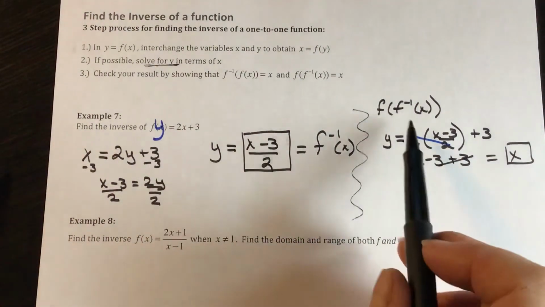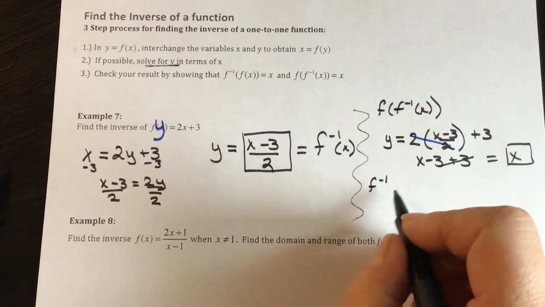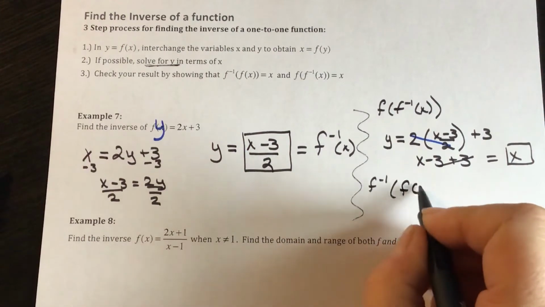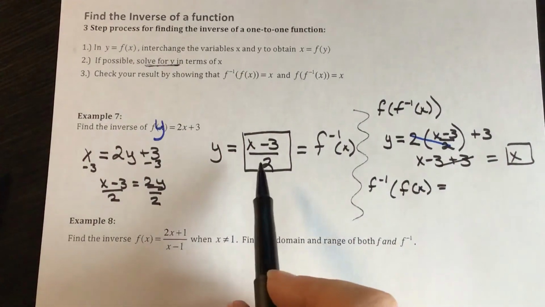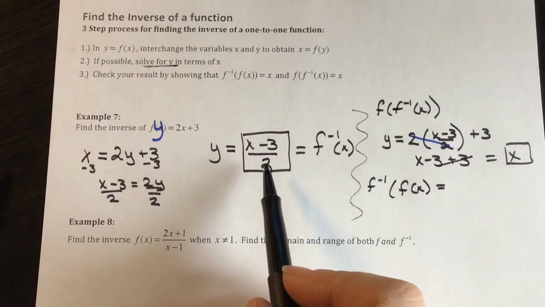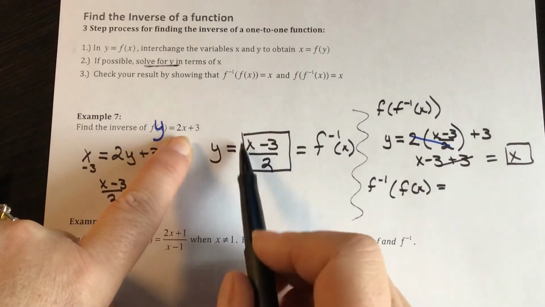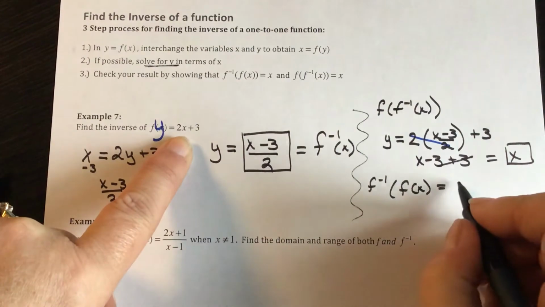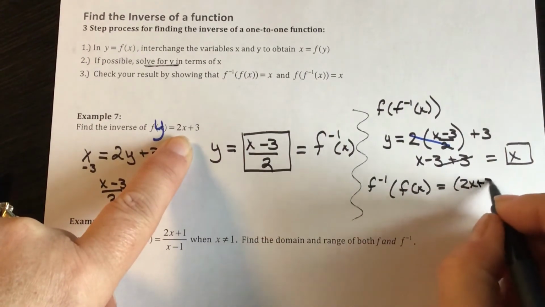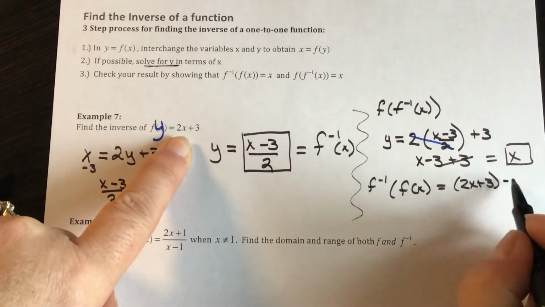And likewise, if I go the other way and say f inverse of f of x, that should also give me x. So this time I'm going to take f of x, which is 2x plus 3, and put it into my inverse function. So I'm going to have 2x plus 3, and then minus 3 divided by 2.